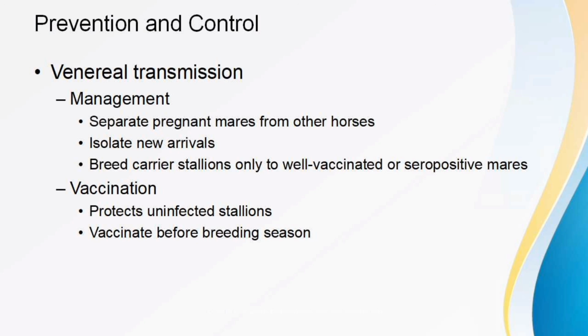Venereal transmission can be controlled by good management and vaccinations. To protect the pregnant mares from abortions, they should be separated from the other horses and maintained in small groups according to their predicted foaling dates. Newly acquired horses should be isolated for 3 to 4 weeks. The vaccinations appear to prevent the unaffected stallions from becoming long-term carriers.